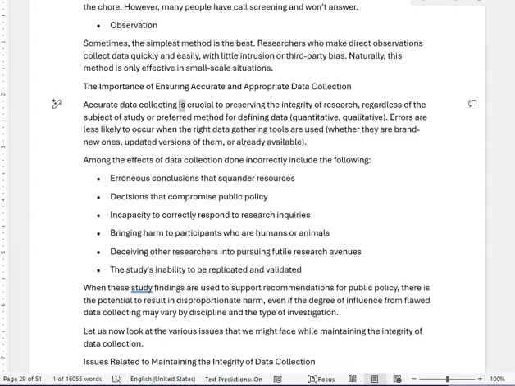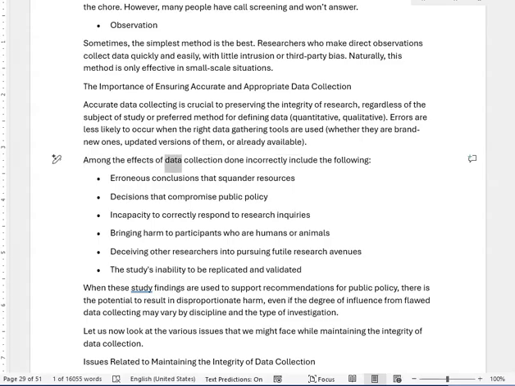Accurate data collecting is crucial to preserving the integrity of research, regardless of the subject of study or preferred method for defining data, quantitative, qualitative. Errors are less likely to occur when the right data gathering tools are used, whether they are brand new ones, updated versions of them, or already available.